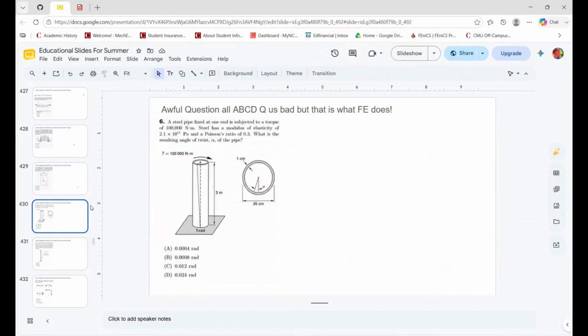So we're doing this again. A shear pipe fixed at one end is subjected to a torque.